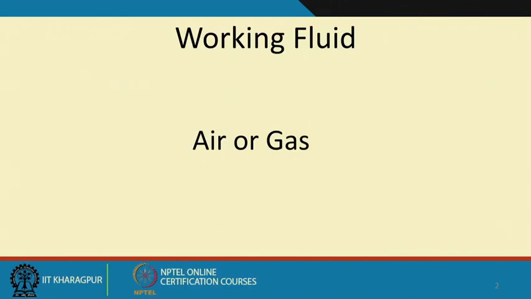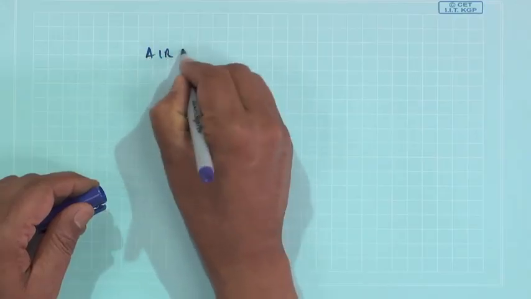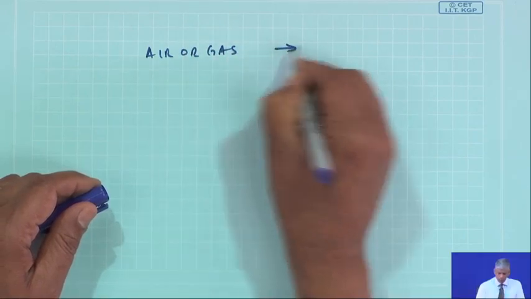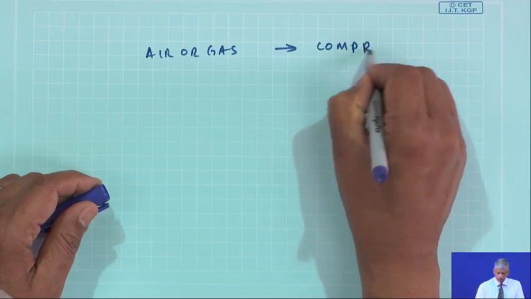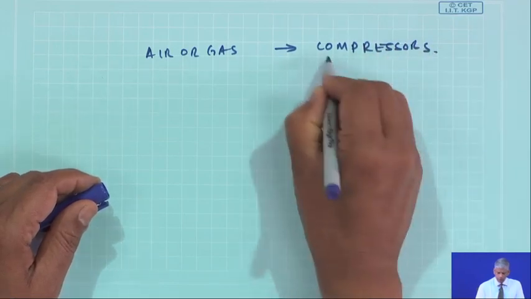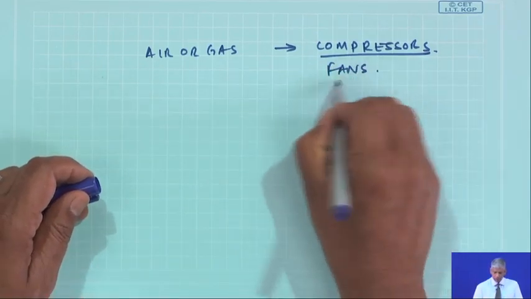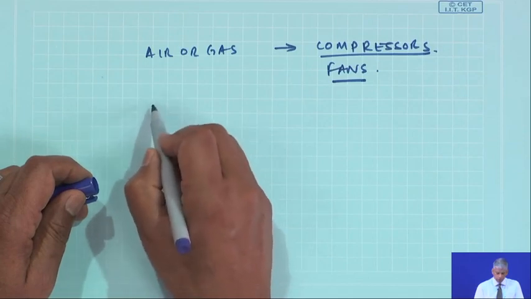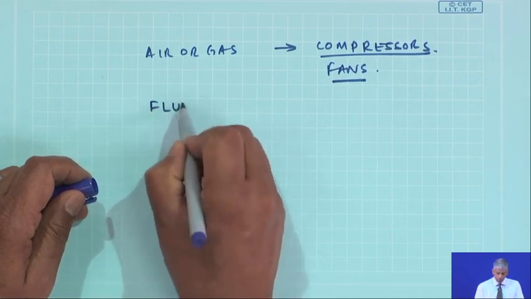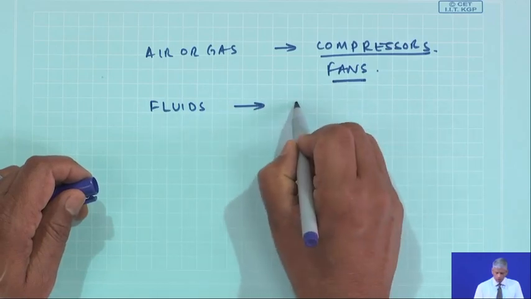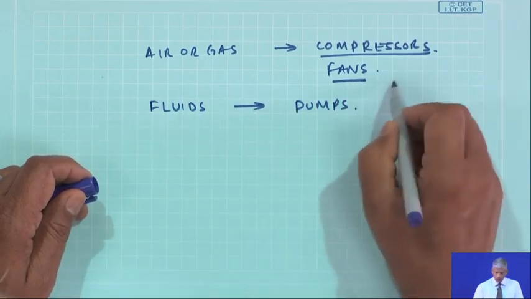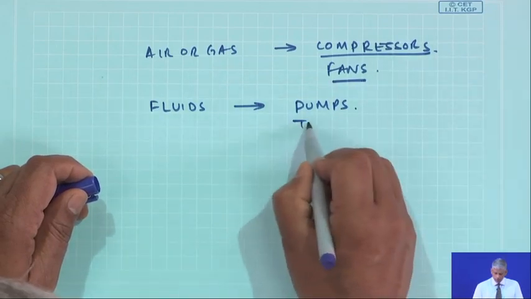Before I go into pumps and cavitation, of course, these fluid machines we are talking about will handle either air or a gas, and they are the compressible fluids, which are handled mostly by compressors or fans. And then we will talk about fluids. We will have the pumps, and we will have turbines as well.